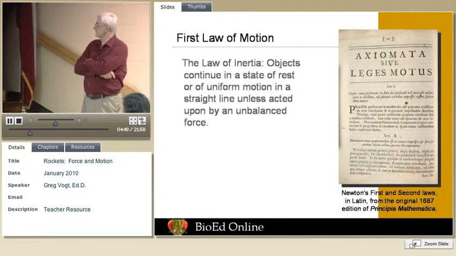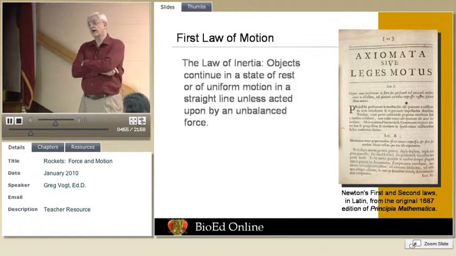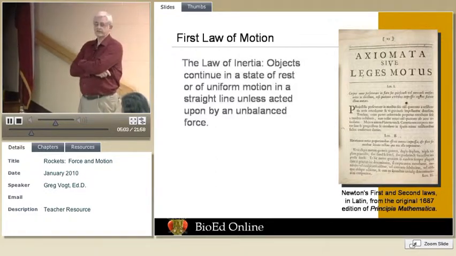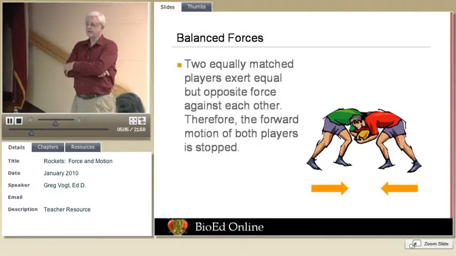And the first law of motion is somewhat lengthy, but it's very simple, really. Objects in motion will stay in motion, or objects at rest will stay at rest, unless acted upon by an unbalanced force. It's also known as the law of inertia. It's Galileo's law, or the idea Galileo had. Now, what does that mean?